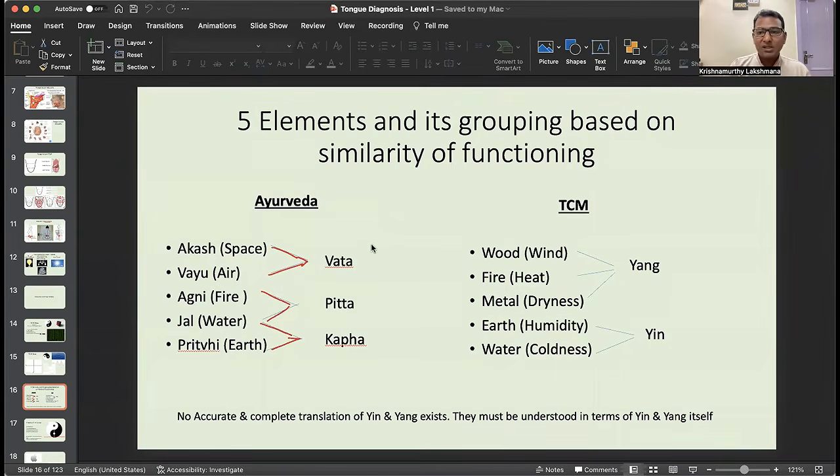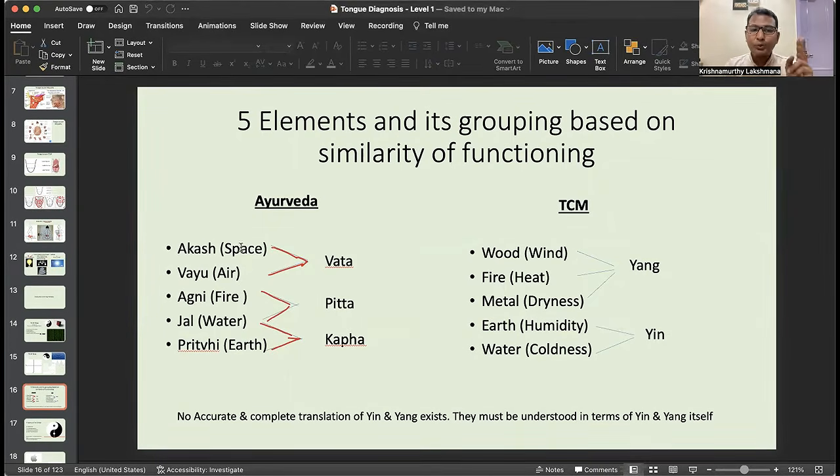The human body is made out of 5 elements, as all of us know. Ayurveda lists those 5 elements as Akash, Vayu, Agni, Jal, and Prithvi, that is space, air, fire, water, and earth. Depending on how you group those 5 elements, in different combinations, there are 3 different subgroups.